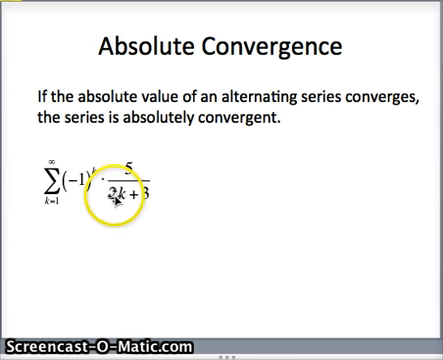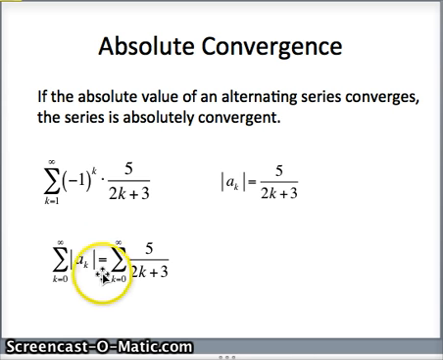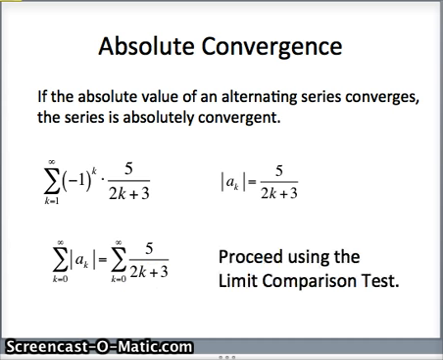So this was our original series. If we take the absolute value of that, we lose the sign flasher. So the absolute value of a sub k is 5 over 2k plus 3. So the sum of the absolute values is the sum of 5 over 2k plus 3. This is to check to see if it is absolutely convergent. What can we say about that? We need to use the limit comparison test.